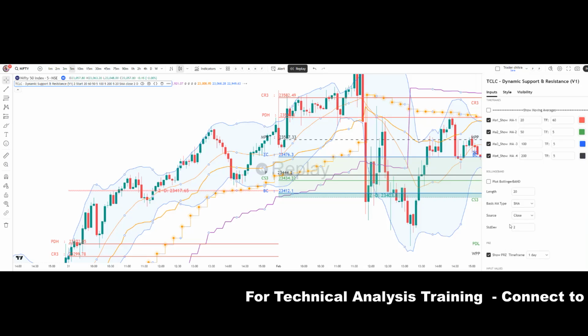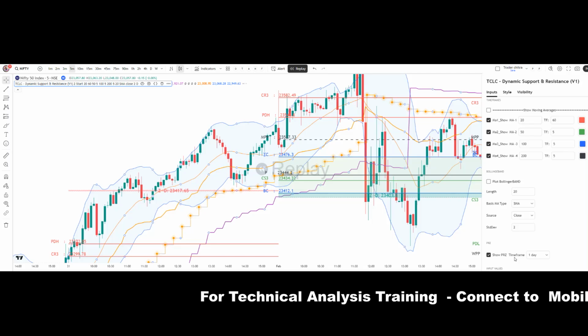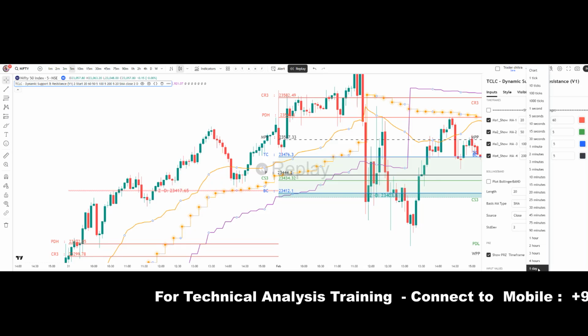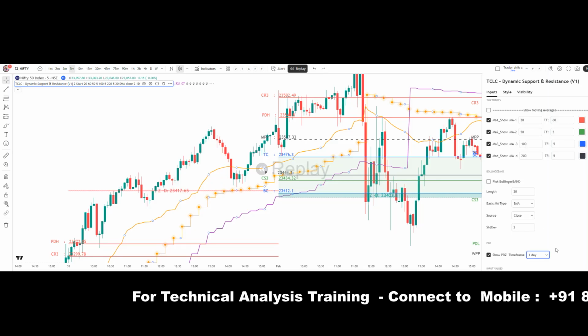Plot Bollinger Band. And show PRZ, that is potential reversal zone, that also you can change to any time frame. So as we are doing intraday, I have enabled it as 1 day, that is daily.